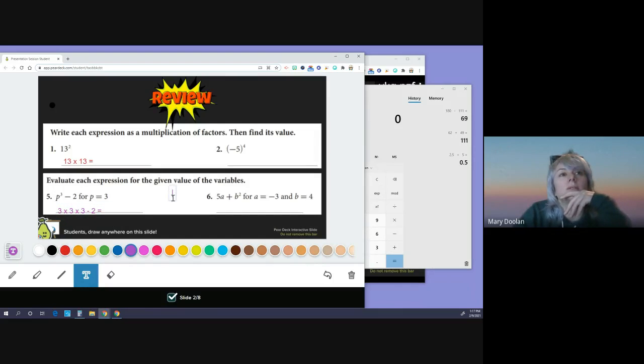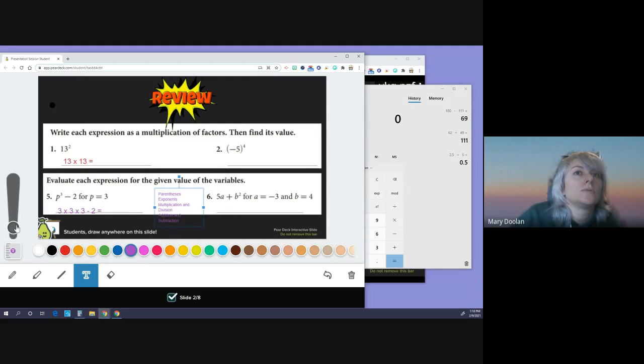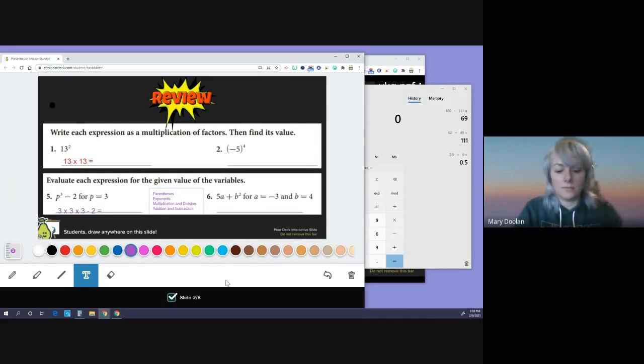Don't forget about PEMDAS, the order of operations. We have parentheses. We have exponents. We have multiplication and division. And then addition and subtraction. They always have to go in that order. So first you look for parentheses. Second, you look for exponents. Third, you do any multiplication or division going from left to right. And then finally, you do any addition or subtraction going from left to right.